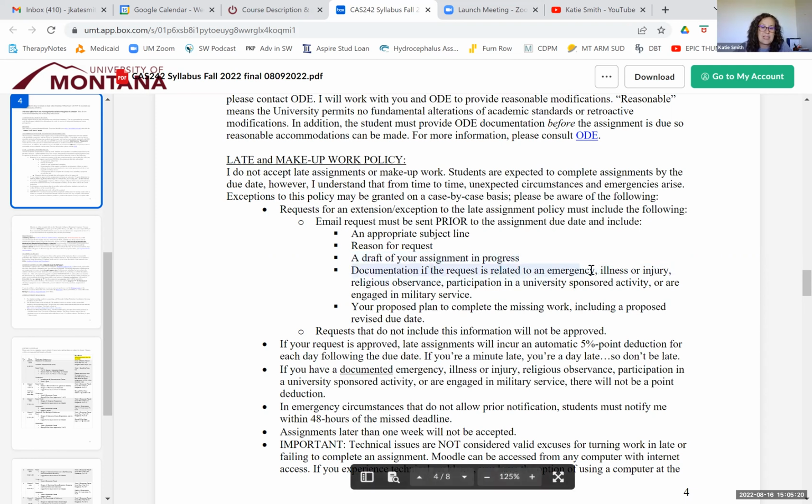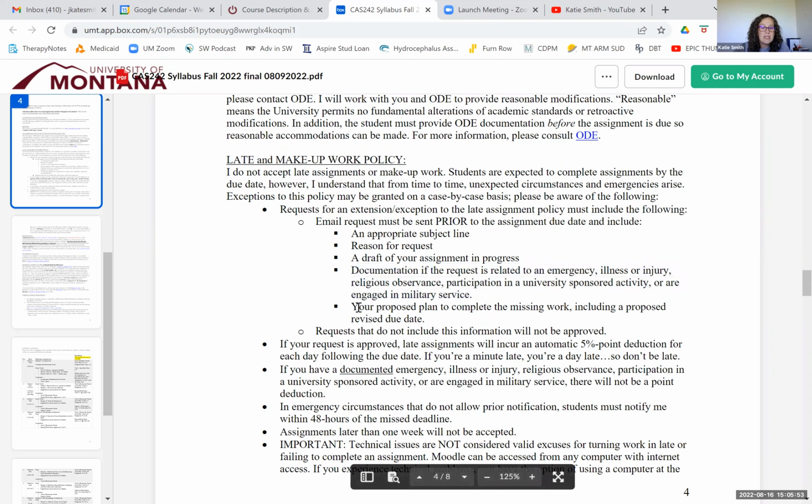You need to include documentation if the request is related to an emergency, an illness or injury, a religious observance, participation in a university-sponsored activity, or are engaged in military service. This documentation allows me to make it. If you have this documentation, I'm more likely to accept your request. Also, if these things are documented, I won't take points off.